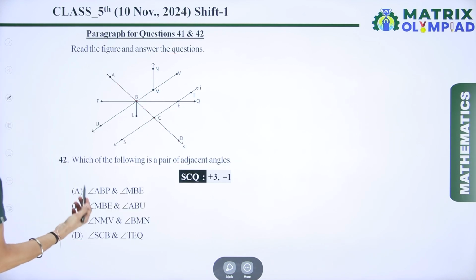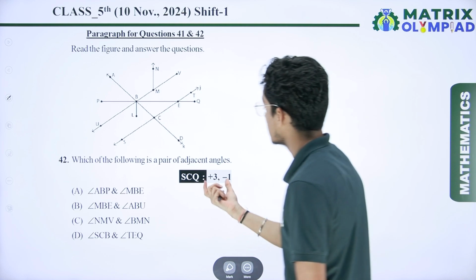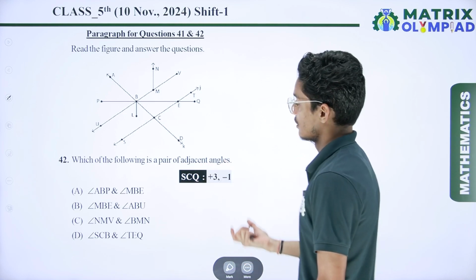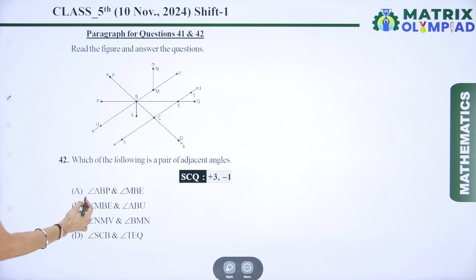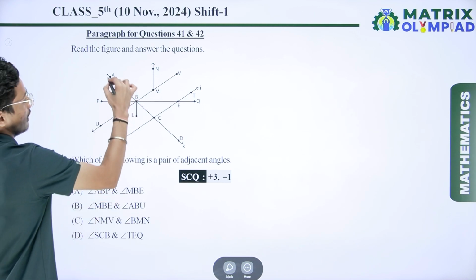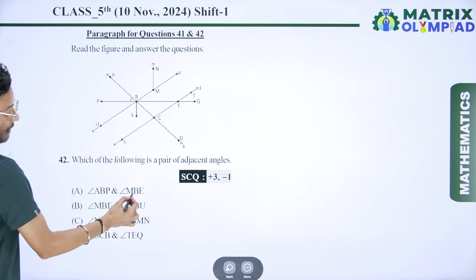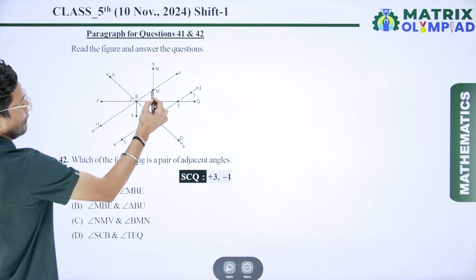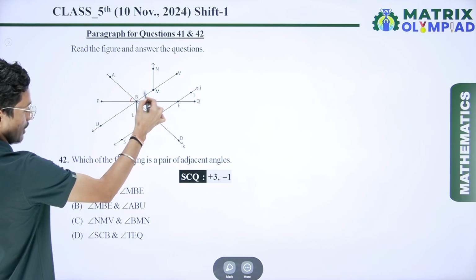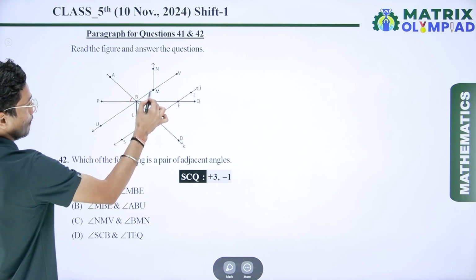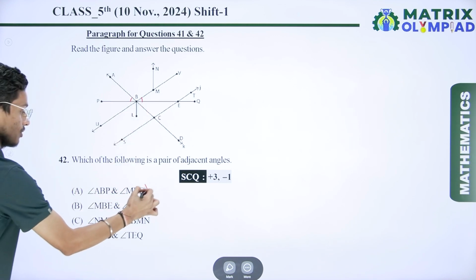Now the next question, which is based on the same paragraph, and the question is which of the following is a pair of adjacent angles. We can solve this question with the help of options. Here option A is ABP. Where is angle ABP? This angle. And MBE. So these are not adjacent angles, so this one is not possible.